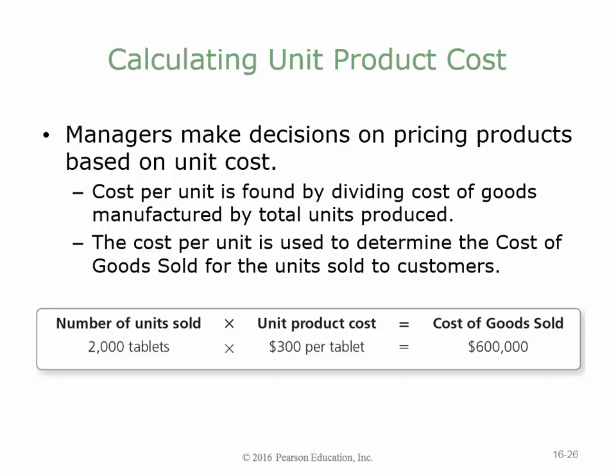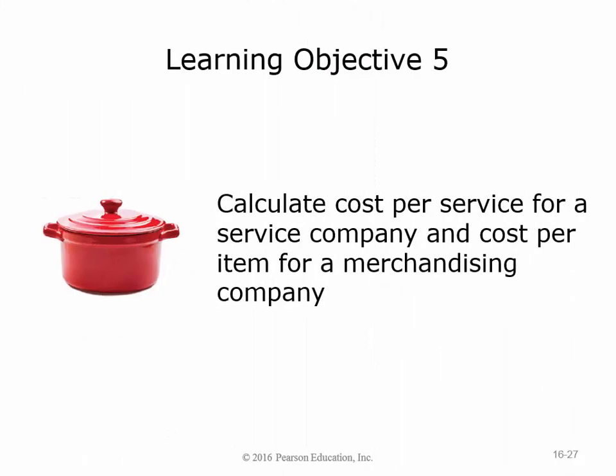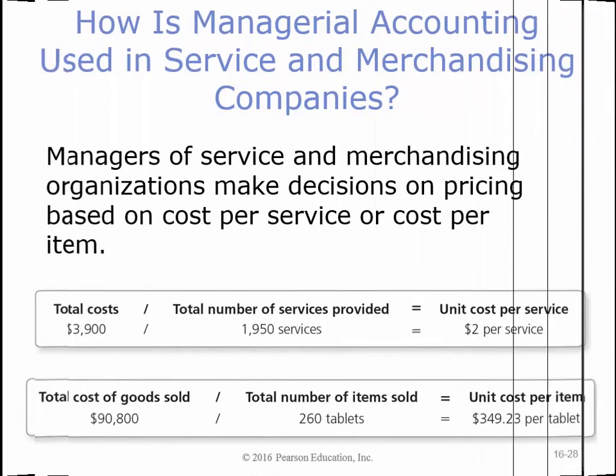Anyway, to find cost per unit, that's pretty easy. You just take the cost of goods sold and divide it by the number of units you sold, and that'll give you a cost per unit. Or another way of looking at it is number of units sold times unit product cost gives you the cost of goods sold. Easy enough.